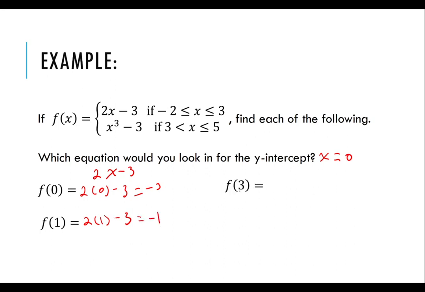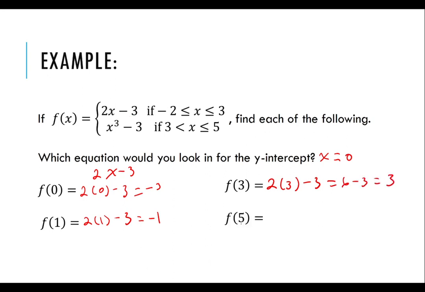Now to calculate f of 3, once again, follow the instructions. 3, go up here. Well, notice I have a 3 at the bottom and up here. But this one has the equality. So the 3 gets plugged into the top piece, 2x minus 3. So that is 2 times 3 minus 3, or 6 minus 3, which is 3.